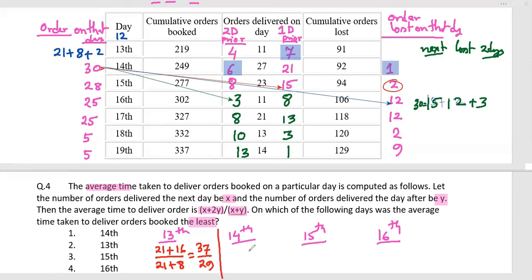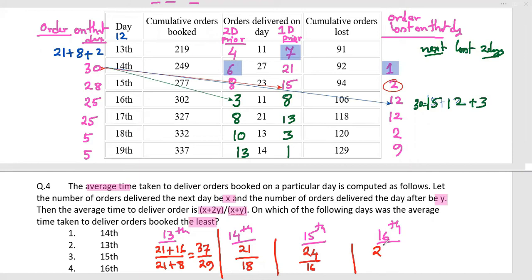13th. 14th information. 14th, next day is 15 and then it is 3. 3 plus 3, 6. 6, 15, 21 by 15, 3, 18. 21 by 18. 15th data, 8, 8, 16. 24 by 16. 16th data, 13 by 10. 10 into 10, 10 plus 10, 20.